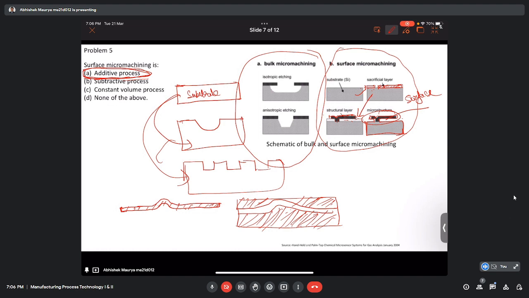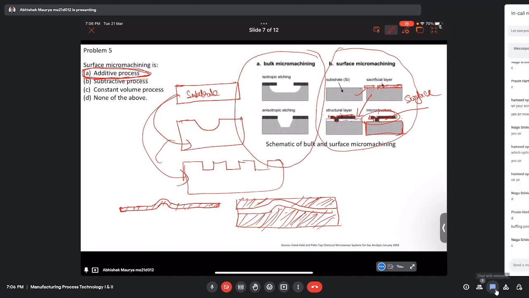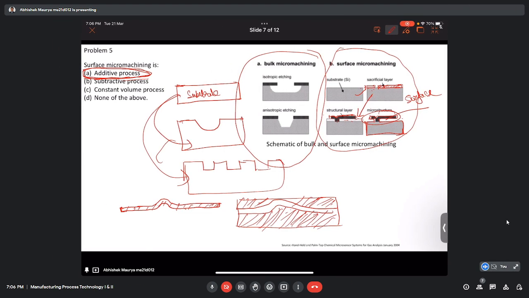Is it clear to everyone, or is there still some doubt? Most of you have given answer B, but that was true for bulk micromachining. So now it's clear why the correct answer is the additive process. Is it clear, or do you need some clarification? Okay, since there is no doubt, we will move to the next problem.